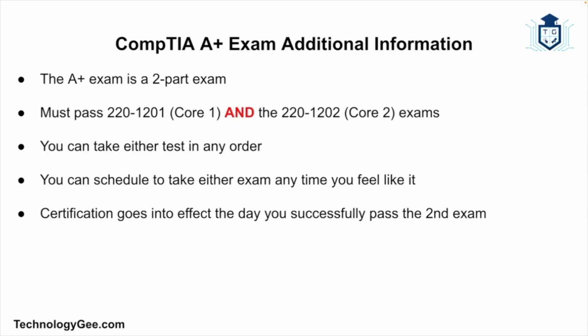As a side note, you need to understand that the CompTIA A Plus certification exam is a 2-part exam, meaning you must pass the 220-1201, also known as the hardware test, and the 220-1202, which is called the software test, or Core 2, in order to be awarded the CompTIA A Plus certification. You can take either test in any order, and you can schedule the exams days, weeks, or months apart if you like, but you have to pass both exams. Once you pass both, you will be awarded your CompTIA A Plus certification, and the certification will go into effect the day that you pass the second exam.